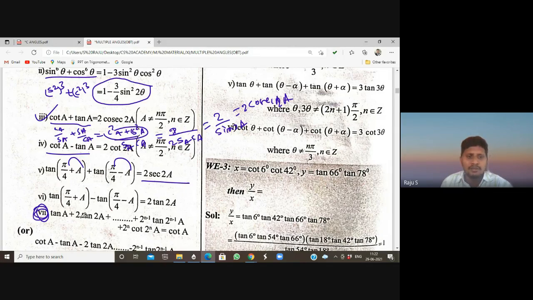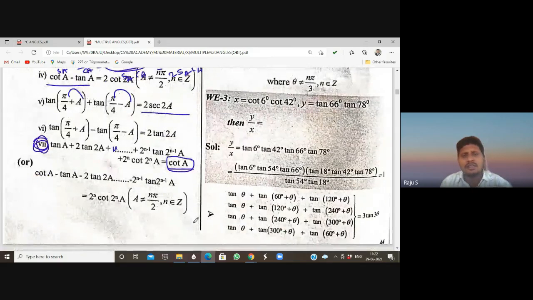Tan A plus 2 times tan 2A, and so on. Then 4 times tan 4A. Next is 8 times, not 3 times. Next 8 times, next 16 times, like that. Finally this is equal to simply cot A.